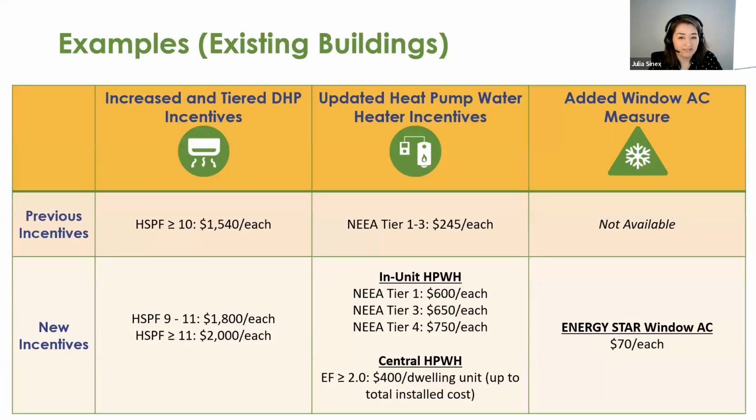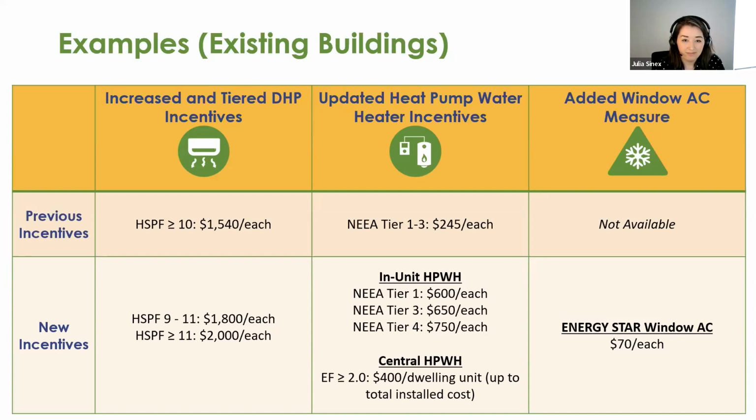So, okay, now I'm going to show you guys some examples. I want to mention that the incentive dollar amounts may change a little bit between now and when the manual is published, just depending on the feedback that we receive. And then so we're starting here with existing buildings examples. So with ductless heat pumps, we're offering tiered incentives based on the heating efficiency of the DHPs. And we've also increased the incentives to help alleviate some of the inflationary pressures that everybody's been experiencing.